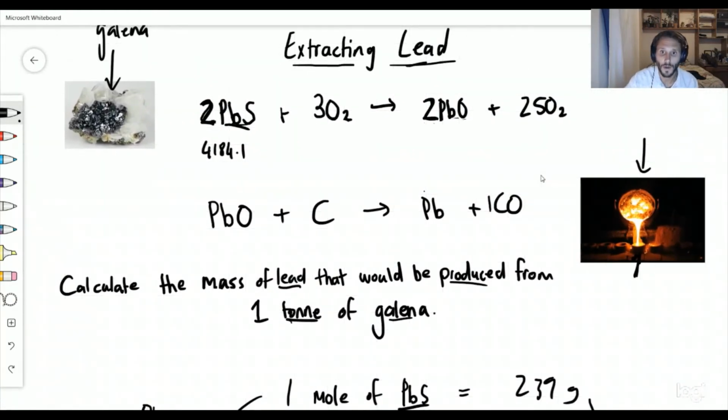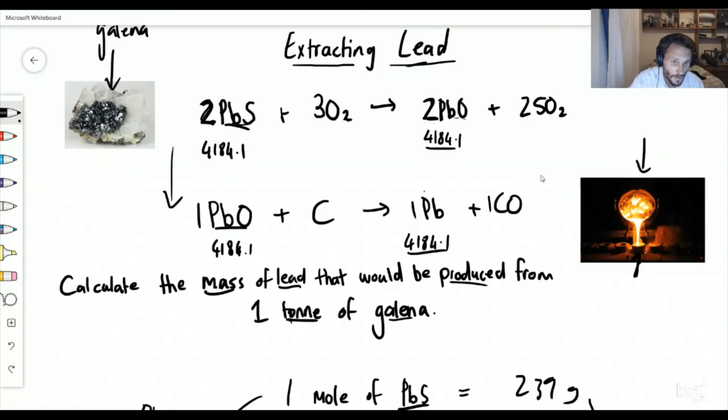4184.1 moles. That's how much we're going to make because it's a 1-to-1 ratio. Beautiful. Now go to the next equation. Again we've got 4184.1 moles of this, and we're trying to work out how many moles of lead we make. Again, it's a 1-to-1 ratio, so we're going to make 4184.1 moles of lead. But the question says calculate the mass.